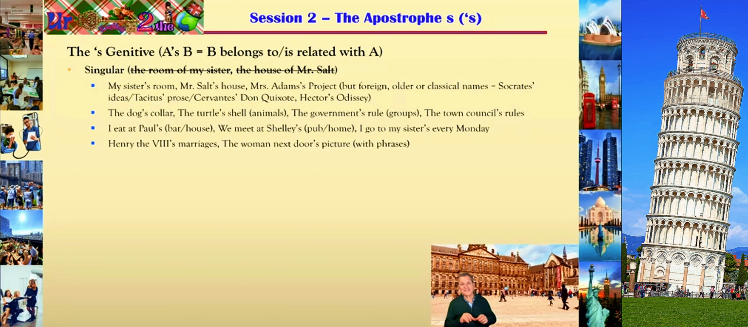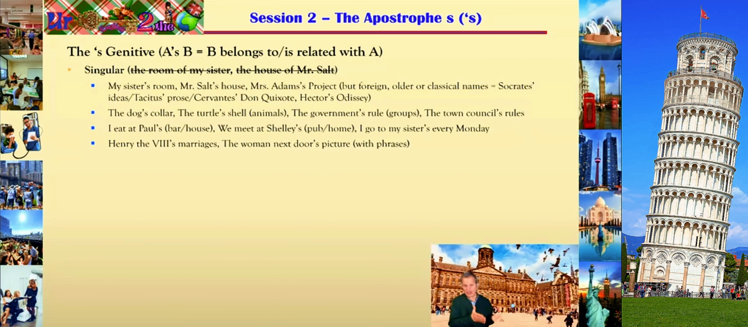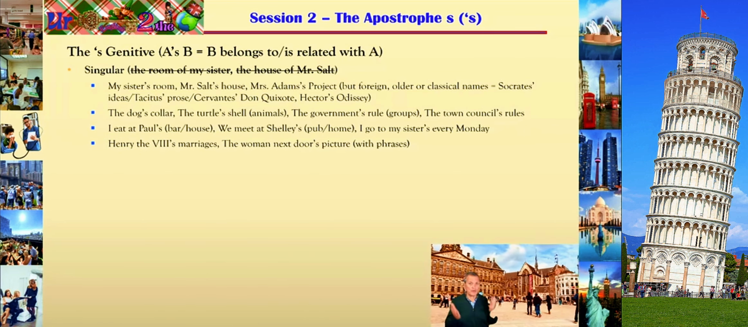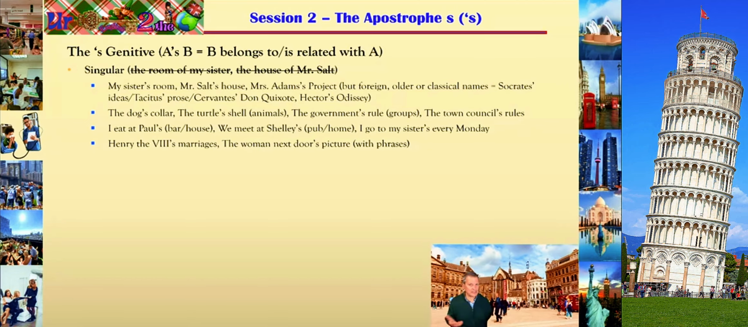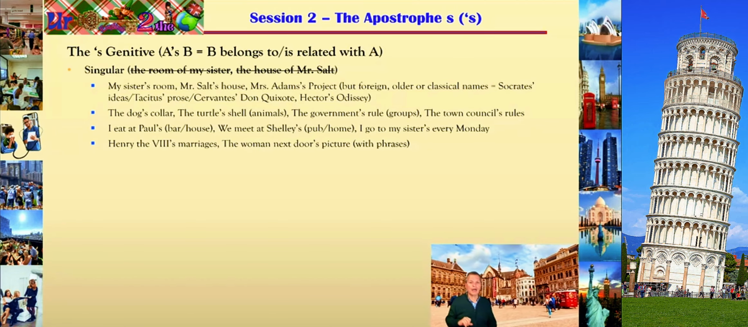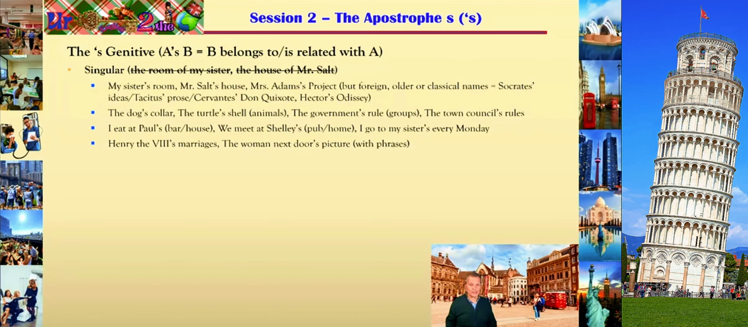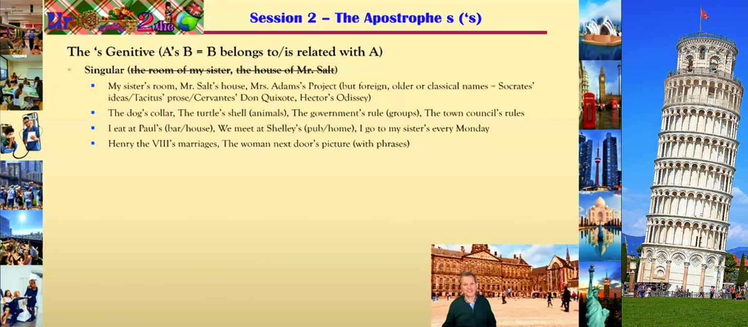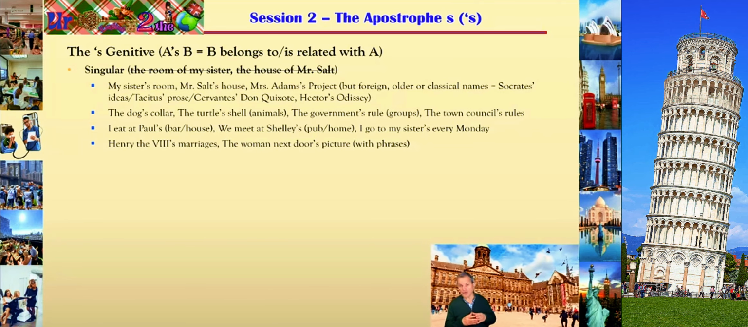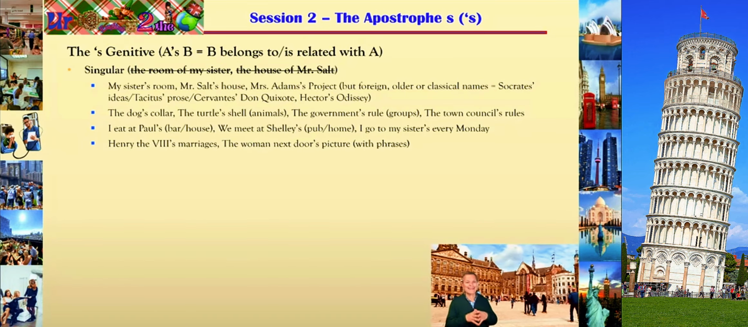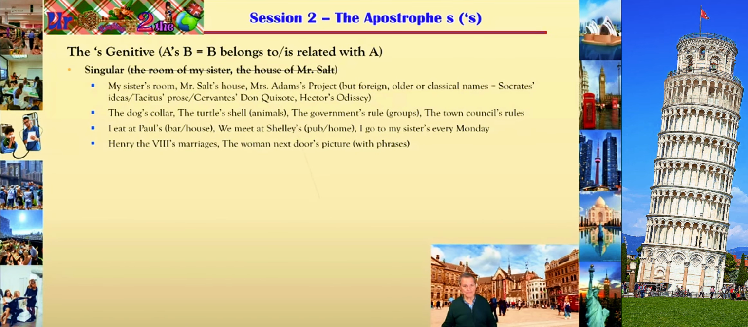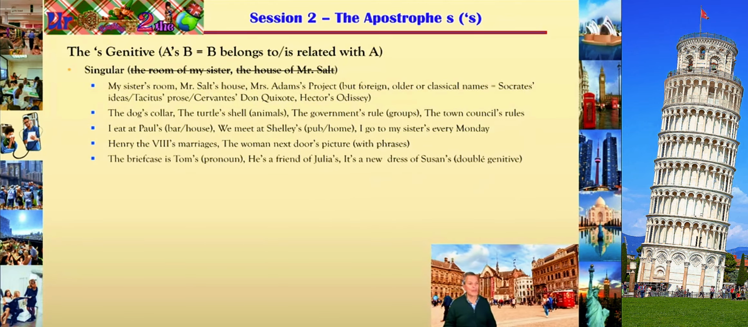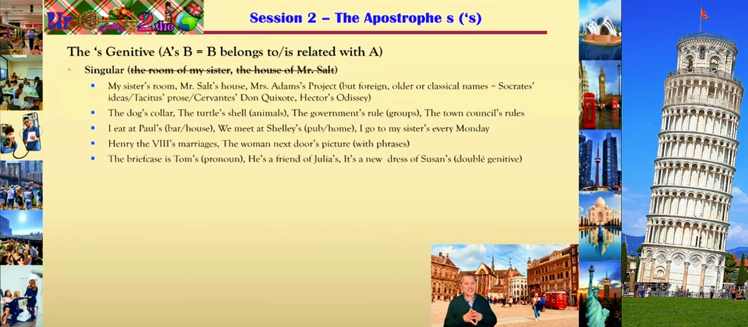Henry VIII's marriages. You can also use apostrophe s, as you can see, with proper nouns, even nouns of kings with the ordinal numbers. The woman next door's picture. You can also use it with phrases, right? The woman next door's picture. Next door's, sorry. The briefcase is Tom's.